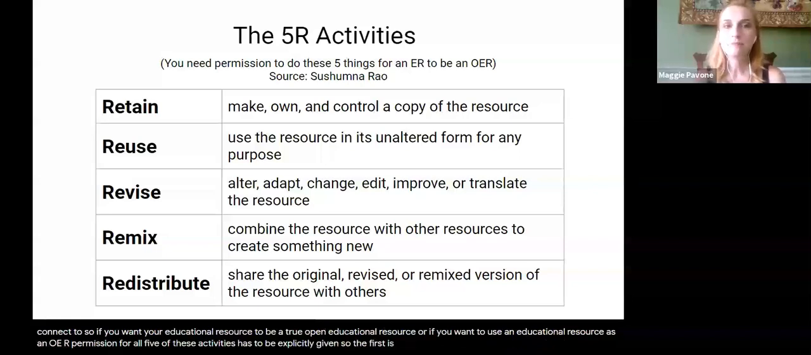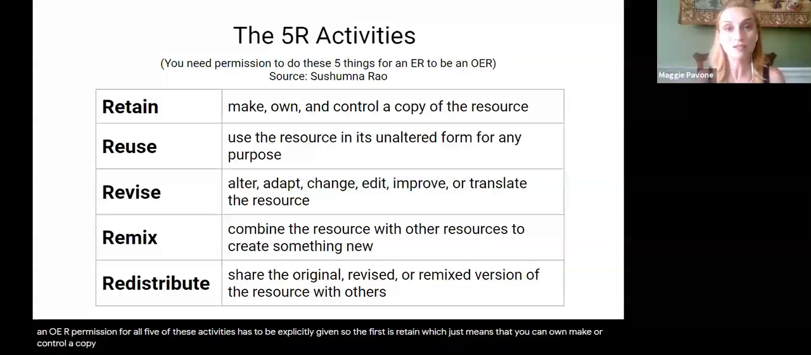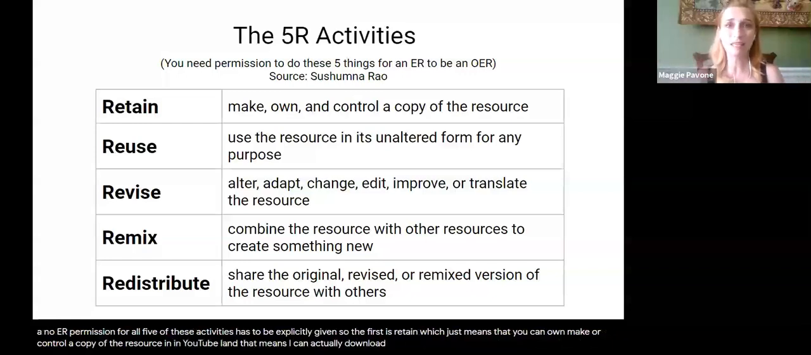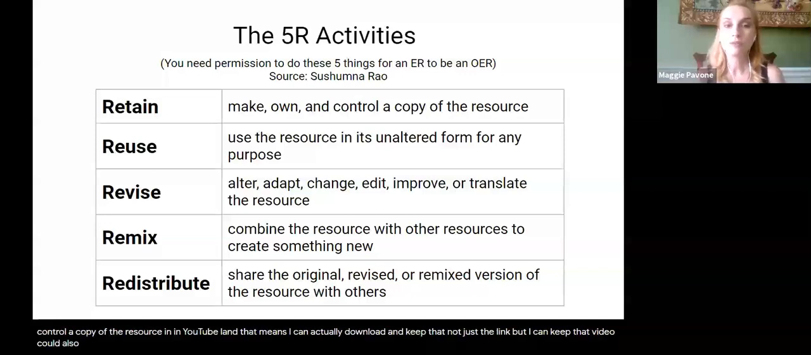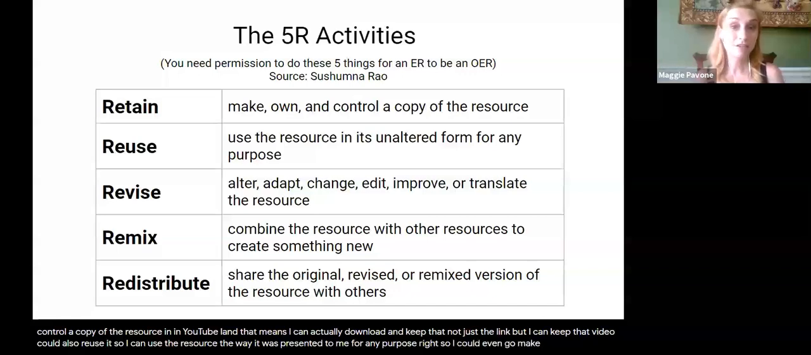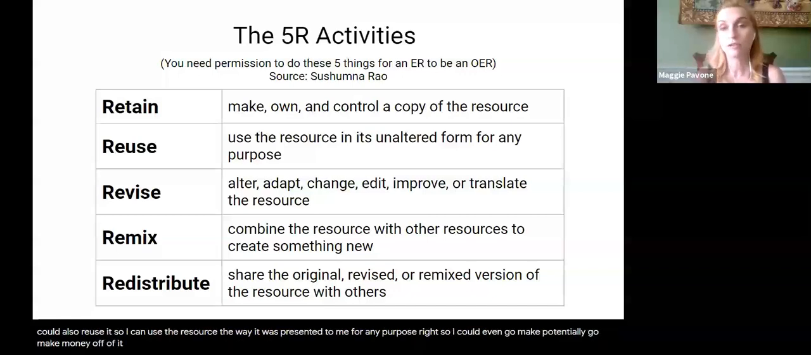So the first is retain, which just means that you can own, make, or control a copy of the resource. In YouTube land, that means I can actually download and keep that, not just the link, but I can keep that video. Could also reuse it, so I can use the resource the way it was presented to me for any purpose, right? So I could even potentially go make money off of it, or I could use it to highlight that it's good or that it's not good. But I can use that resource as much as I would like to.